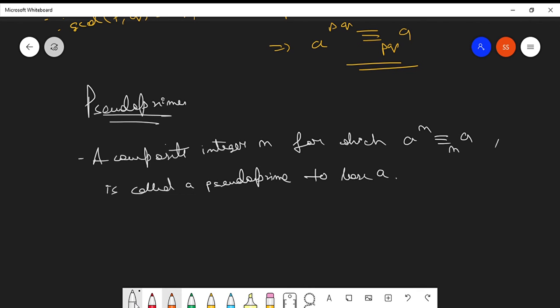So carefully compare it with the Fermat's little theorem. In Fermat's little theorem, you had got that a to the power p is congruent to a mod p, right, where p was prime.